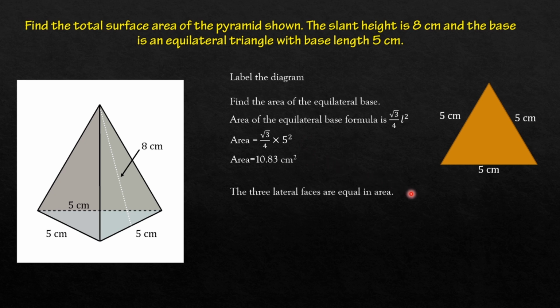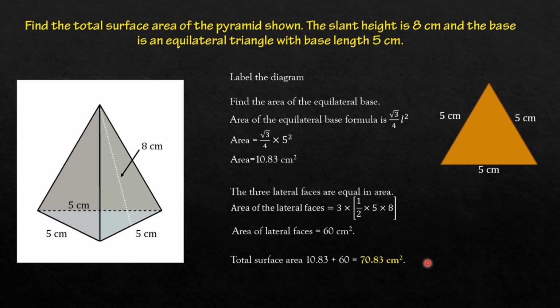The three lateral faces are equal in area. So the area of the lateral faces will be 3 times half times the base, which is 5, times the height, which is 8. That will give you 60 square centimeters. The total surface area, therefore, is 10.83 from the base area plus the lateral area, which is 60, will give you 70.83 square centimeters.